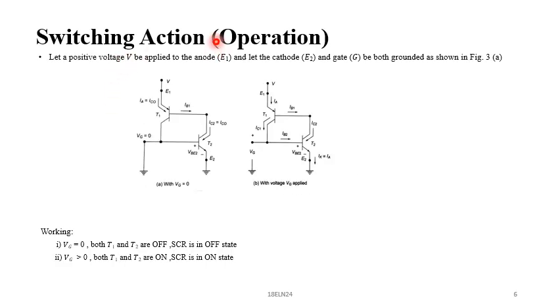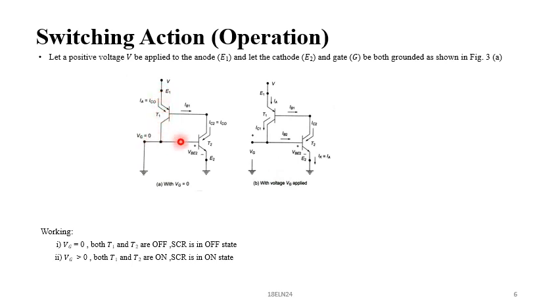The switching action or operation of SCR by using a two transistor model. Here we will apply a positive voltage to the anode, which is the emitter of the first transistor, and let the cathode E2 and gate G both be grounded as shown in the figure. So here the cathode is connected to ground and the gate terminal is also connected to ground in the first circuit in figure A. And the currents are indicated here.